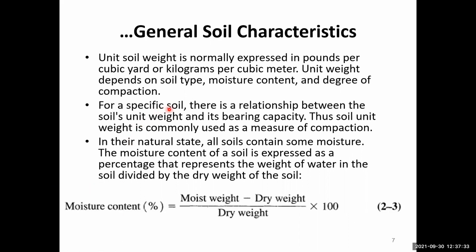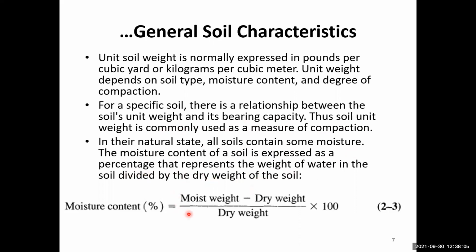For a specific soil, there is a relationship between the soil's unit weight and its bearing capacity. So generally, the more the unit weight of the soil, the more will be the bearing capacity of the soil. So thus the soil unit weight is commonly used as a measure of compaction. In their natural state, all soils contain some moisture. So the moisture content of the soil is expressed as a percentage that represents the weight of the water in the soil divided by the dry weight of the soil.